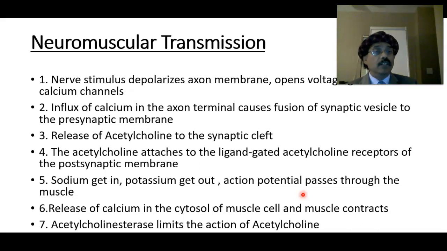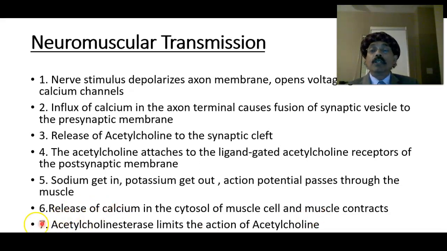We know that the T-tubule is surrounded on both sides by the smooth endoplasmic reticulum, and that is called the triad. The smooth endoplasmic reticulum is the source of calcium. Calcium is released into the cytosol of the muscle cell, and the muscle will contract. We know that by means of the gliding filament theory. We have actin, myosin, troponin, tropomyosin, so there will be gliding between the filaments of the muscle.